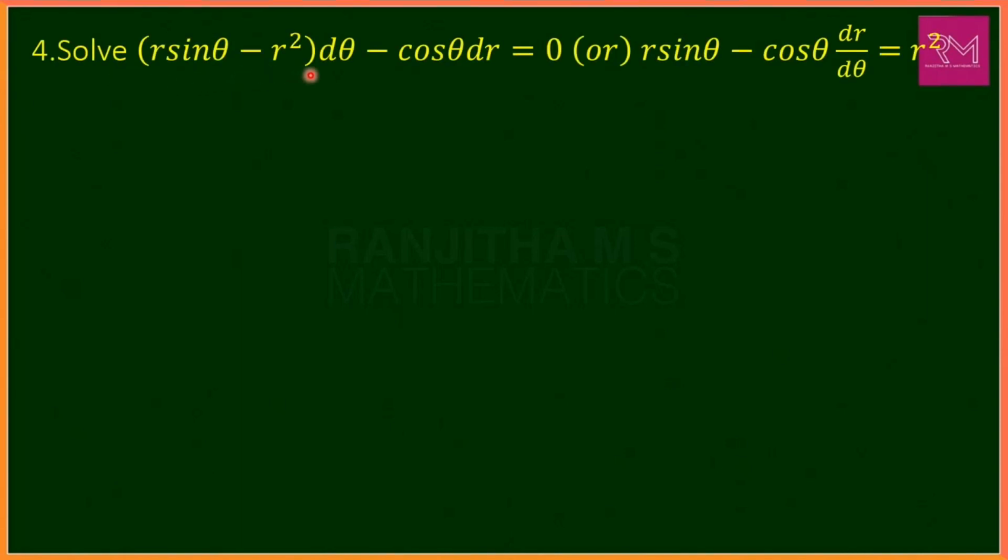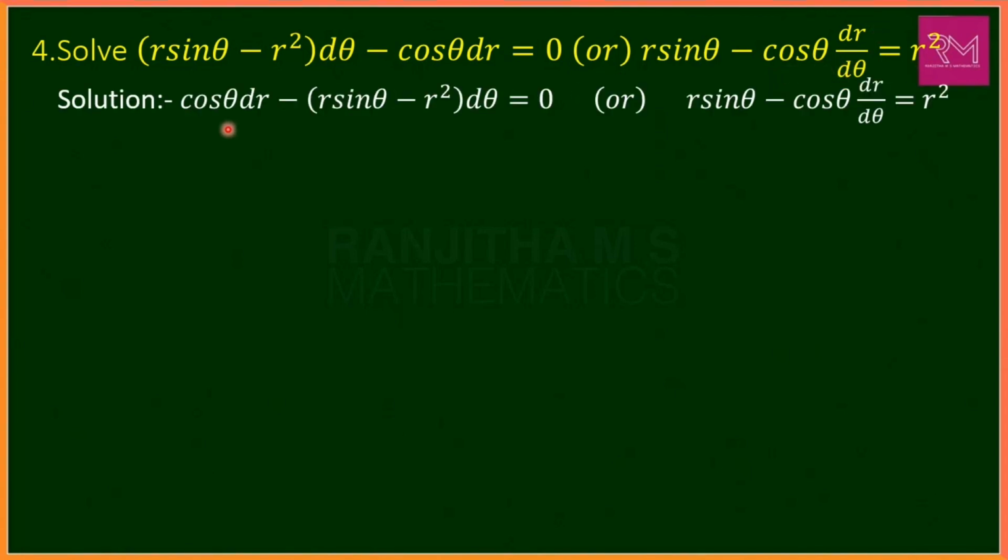Solve r sin theta minus r square into d theta minus cos theta into dr, which is equal to 0. Or in the examination they may ask r sin theta minus cos theta into dr by d theta, which is equal to r square. Take the given problem. Here if we take this value to the right hand side, that becomes cos theta into dr minus r sin theta minus r square d theta, which is equal to 0.